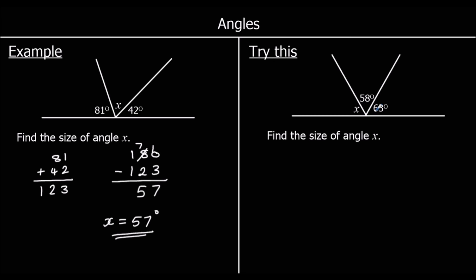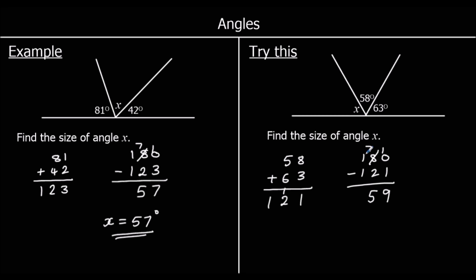So at the moment, we've got 58 and 63. So 58 plus 63. 8 plus 3 is 11. And 5 plus 6 plus the one we've carried over makes 12. So 58 and 63 add up to 121. So we need all three of these angles to add up to 180. So 180 take away 121. 10 take away 1 is 9. 7 take away 2 is 5. And 1 take away 1 is nothing. So X must be 59 degrees. 59 plus 58 plus 63 equals 180, and angles on a straight line always add up to 180.